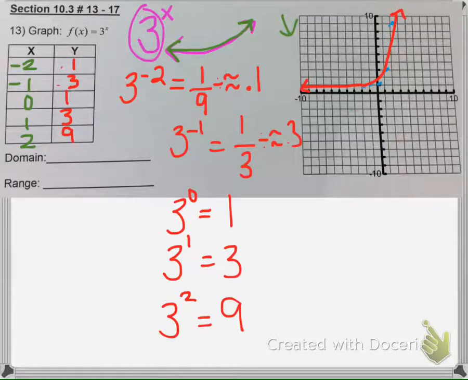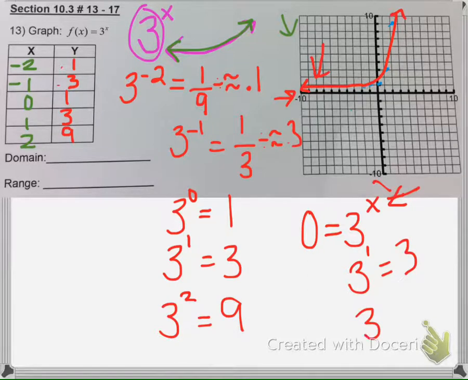And then when we've graphed the points, we know that it's going to keep going and going over here, but it's never going to cross this x-axis right here. And the reason why we know it's never going to cross the x-axis is because there is no exponent for x, no power for x, that will ever equal 0. Like 3 to the first, that's 3. 3 to the 0 power, that's 1. There's no way to get 0. That's why we know it's never going to cross the x-axis.